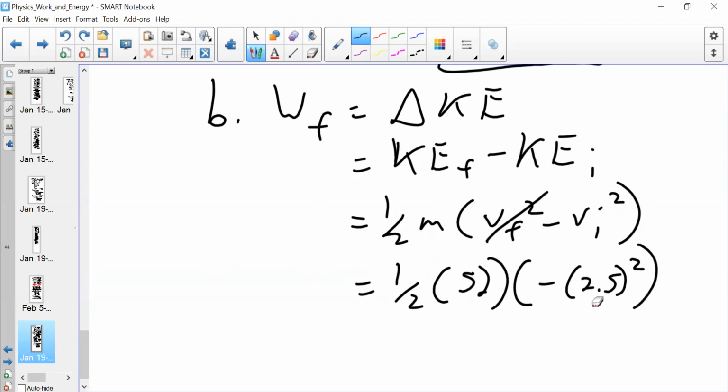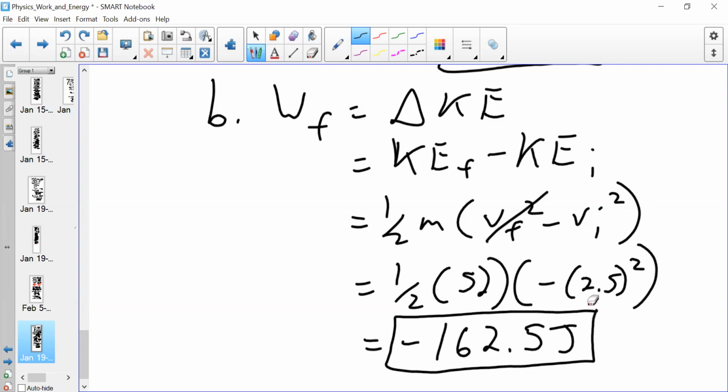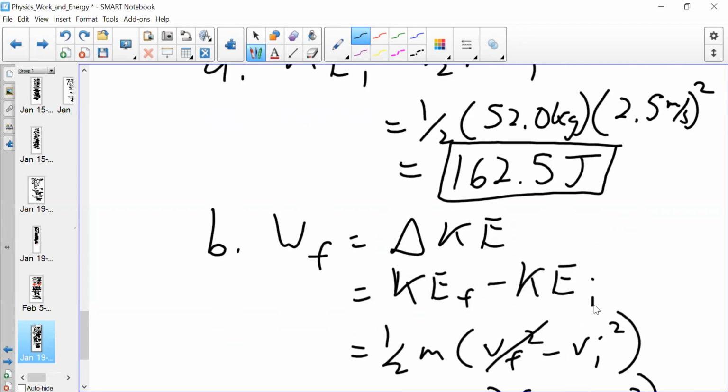So it's the same thing, except that it's going to be negative 162.5 joules, which goes back to the case we were saying before, that friction is always taking energy out of a system. It's going to be a negative result. So the work done by friction is negative 162.5 joules.